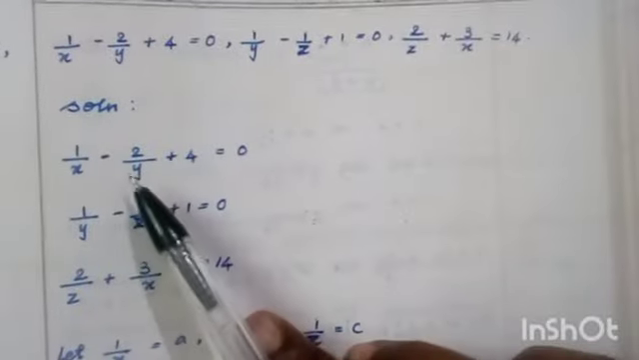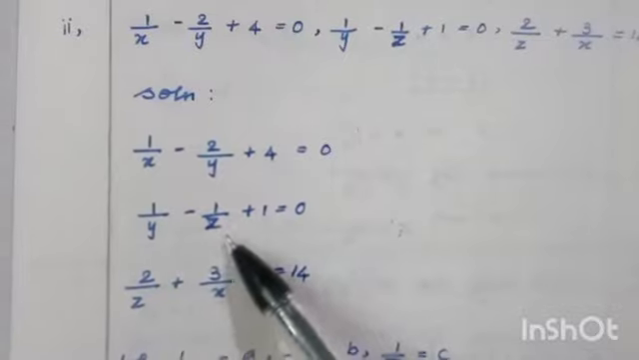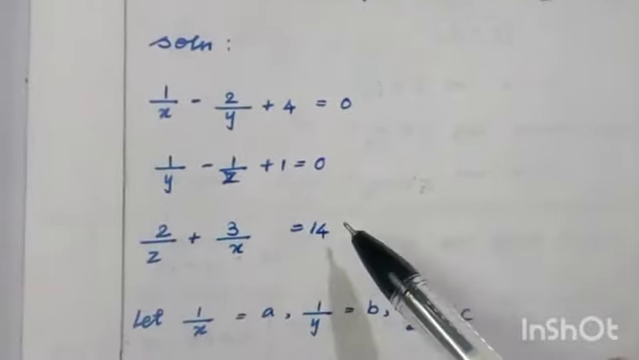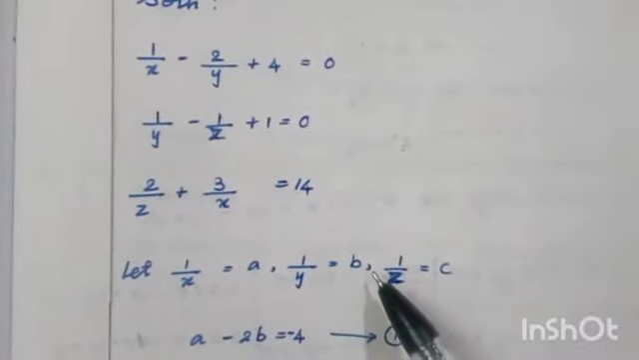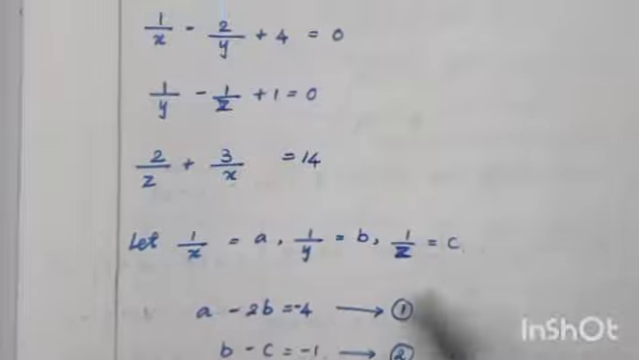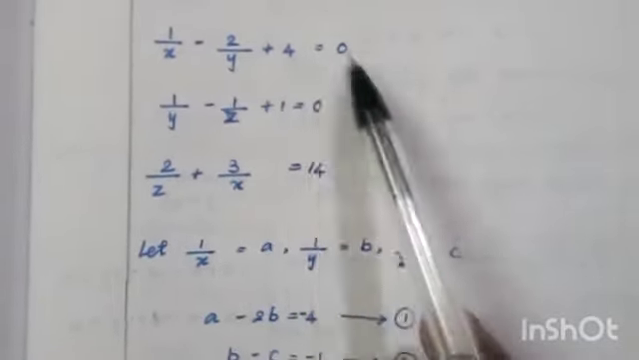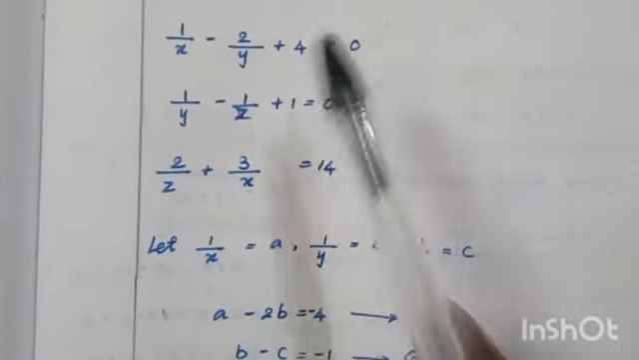First you have to write the given question: 1 by x minus 2 by y plus 4 equal to 0. 1 by y minus 1 by z plus 1 equal to 0. 2 by z plus 3 by x is equal to 14. Let 1 by x is equal to a, 1 by y equal to b, 1 by z equal to c. So the first one is rewritten as a minus 2b plus 4, for 2 into 1 by y, that is 2 into b, equal to minus 4.